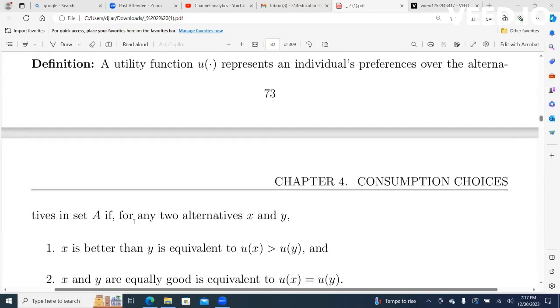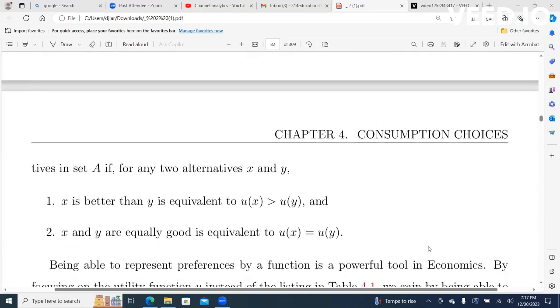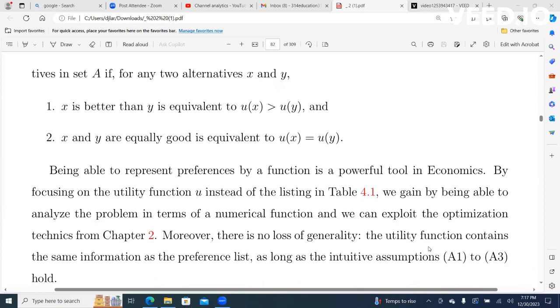So a utility function, U, it's usually utility of money or something like that. U of quantity or U of income represents an individual's preference over the alternatives in set A, if for any two alternatives, X and Y. They do this in all math books. It is more or less a math book, very easy.